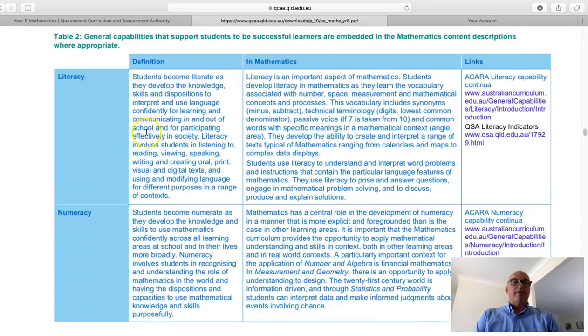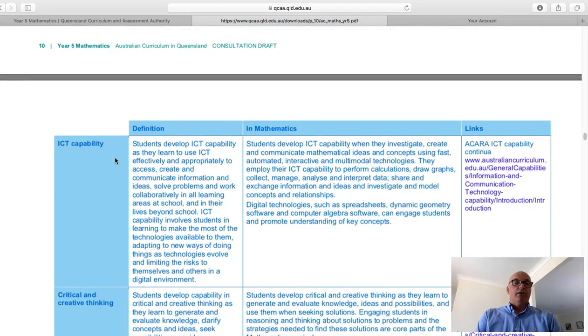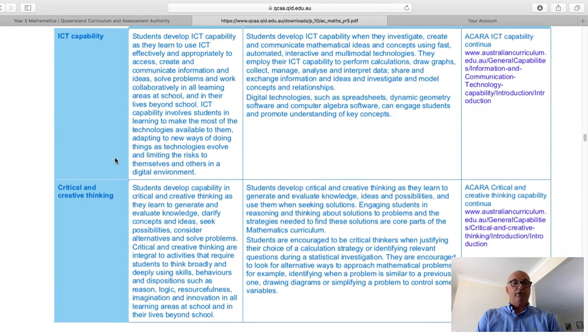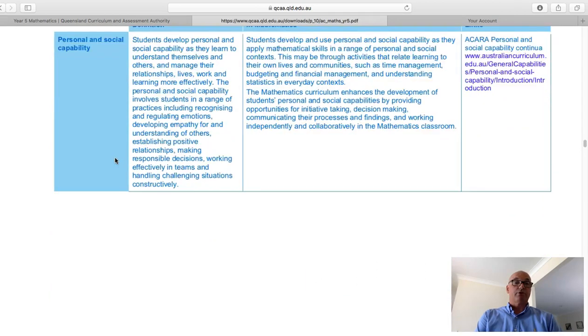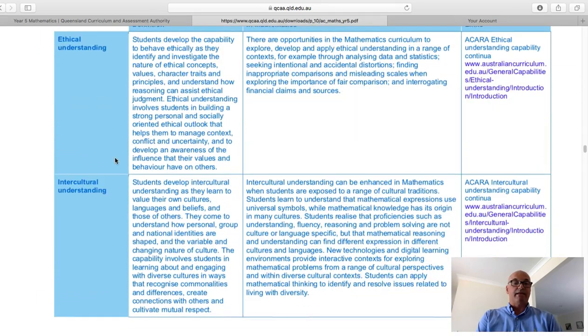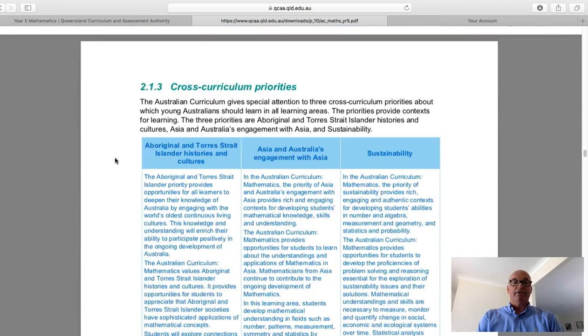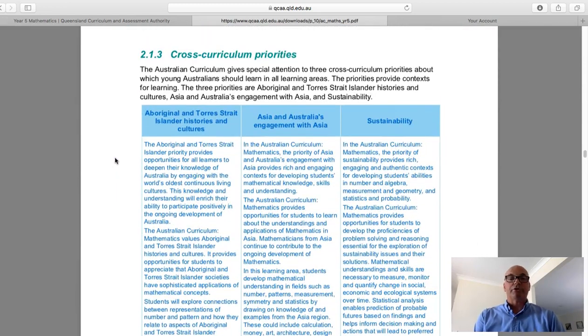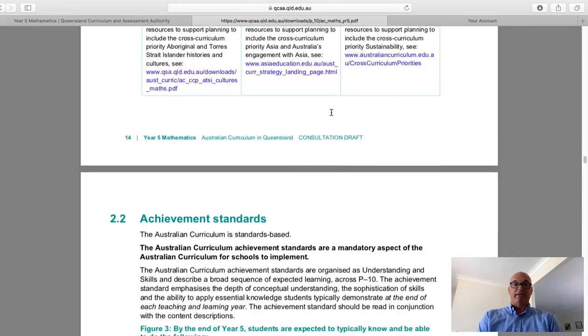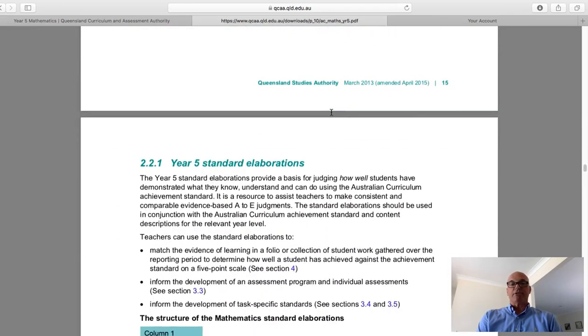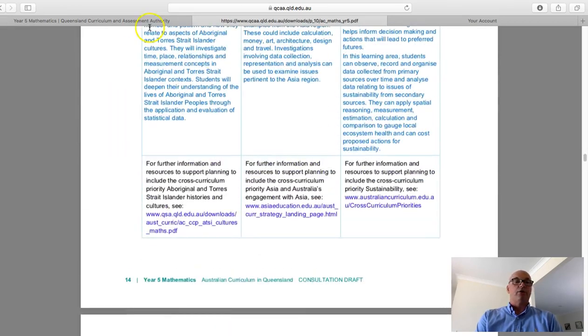So for those, we have literacy, numeracy, ICT capability, critical and creative thinking, personal and social capability, ethical understanding and intercultural understanding. And then, of course, we have the cross-curriculum priorities and how they relate to mathematics as well. So we have the Aboriginal and Torres Strait Islander histories and cultures, Asia and Australia's engagement with Asia, and sustainability. And further down here, we have achievement standards and reporting and so forth.